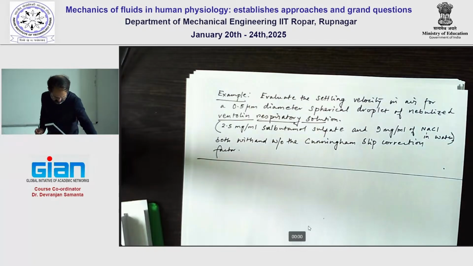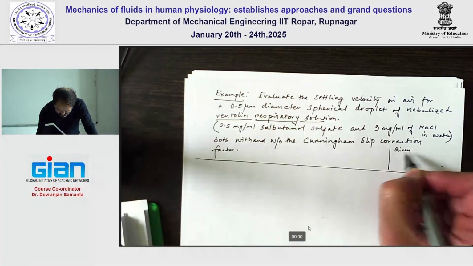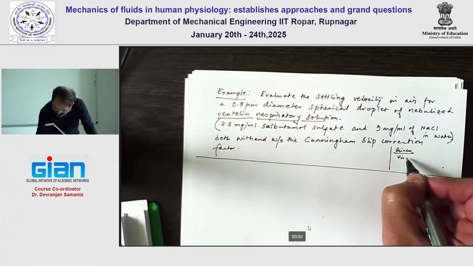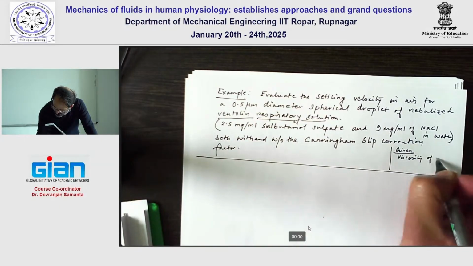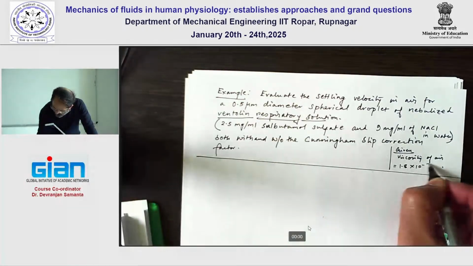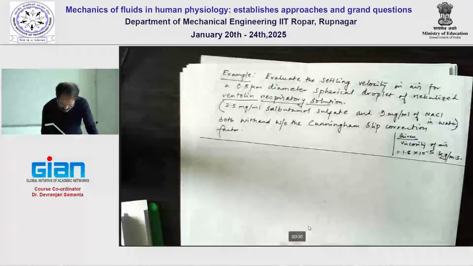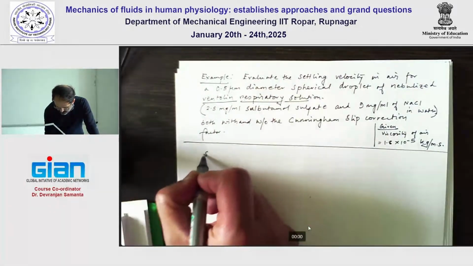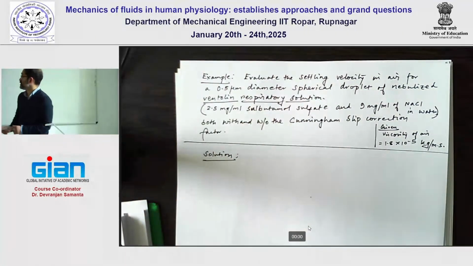Okay, so in terms of the given parameters that we would need to know, the viscosity of air is, as before, 1.8 times 10 to the power of minus 5. So let's start with the solution. And we have just derived the formulation for the settling velocity.